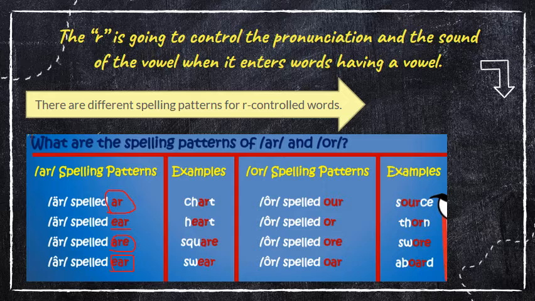Now we move to other spelling patterns. I have different spelling patterns like OUR, OR, ORE, and OAR. Examples: source, thorn, swore, and aboard.